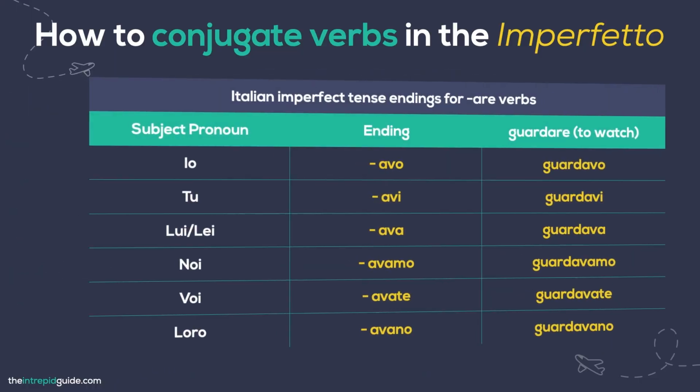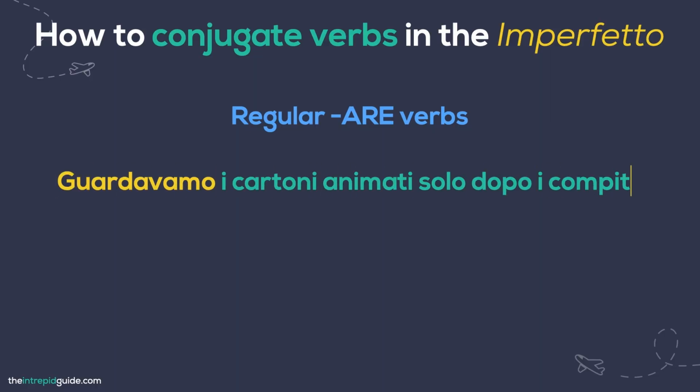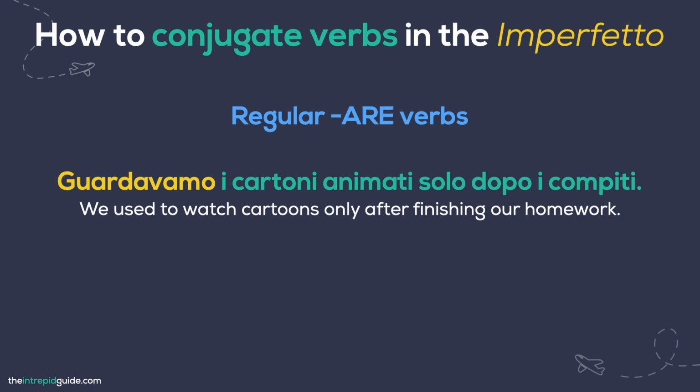Let's start by looking at are verbs. Verbs ending in are will look as follows. Guardare, to watch: guardavo, guardavi, guardava, guardavamo, guardavate, guardavano. Here are some example sentences. Guardavamo i cartoni animati solo dopo i compiti. We used to watch cartoons only after finishing our homework.